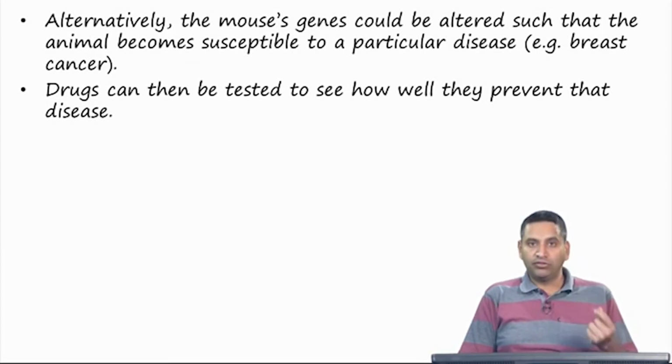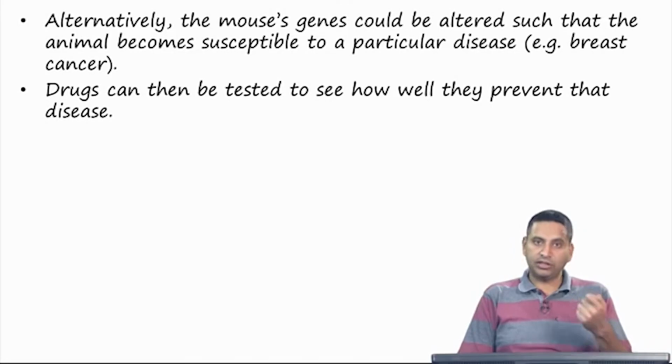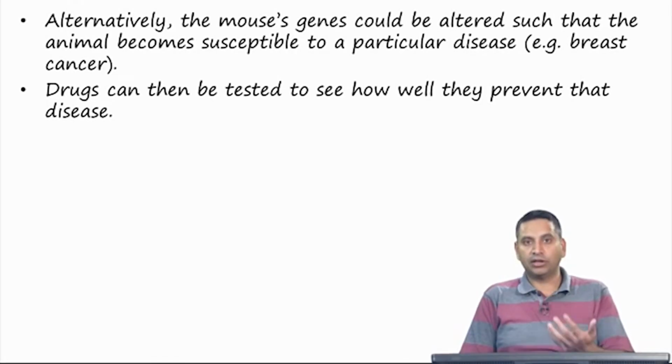Alternatively, the mouse genes can also be altered such that the animal becomes more susceptible to a particular disease. So, for example, breast cancer. Then we could test whether the drug will help in preventing that disease. So, here we get a direct readout as to whether the drug can be efficacious in prevention.